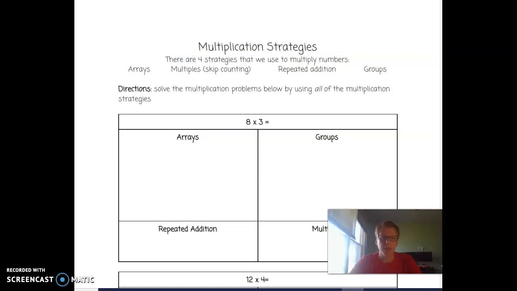This piece of paper is in the back of the packet. Before you hand it in, please make sure that your name, number, and date are on the top. Let's talk about what I want you to do.